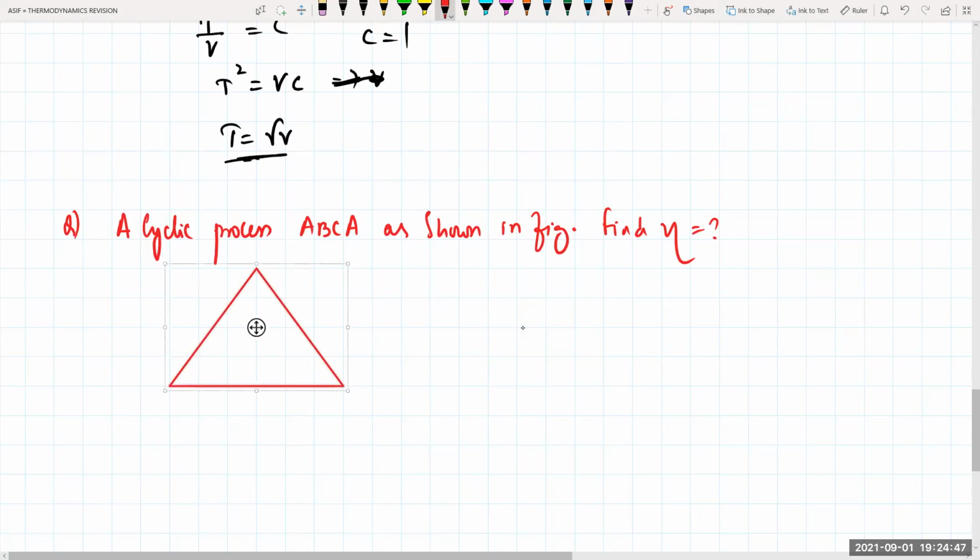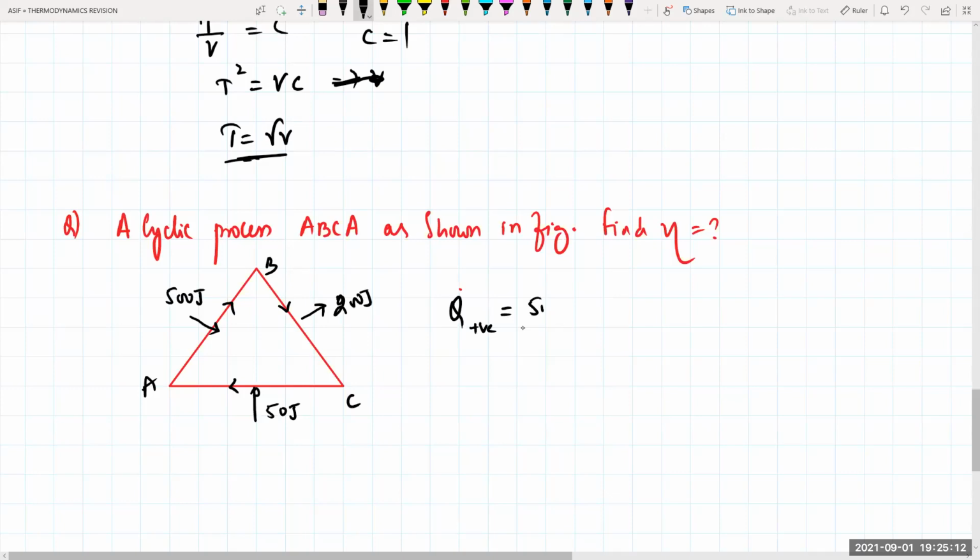Okay, so in this one, I'm giving some energy, for example, 500 joules. I'm giving here a certain input that is equal to 50 joules. And from this one, I'm taking an output that is equal to 200 joules. This one is A, this one is B, and this one is C. There is a flow of heat like this. So now Q positive will be equal to how much, beta? Whichever is being given, that is 500 plus 50, that is given to the system. So that will be equal to 550 joules.